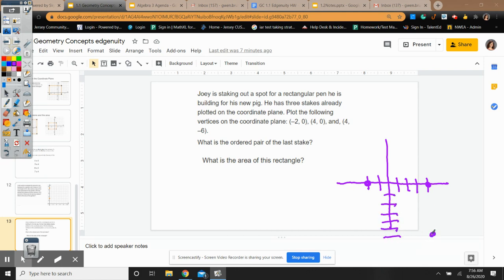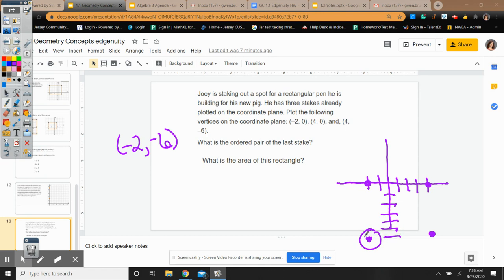So where would that last pin have to be? Well, it'd have to be over here. So I'm definitely going to be to the left 2. How far down am I going to be? I'm going to be the same distance down as this guy was. So that will be -6.